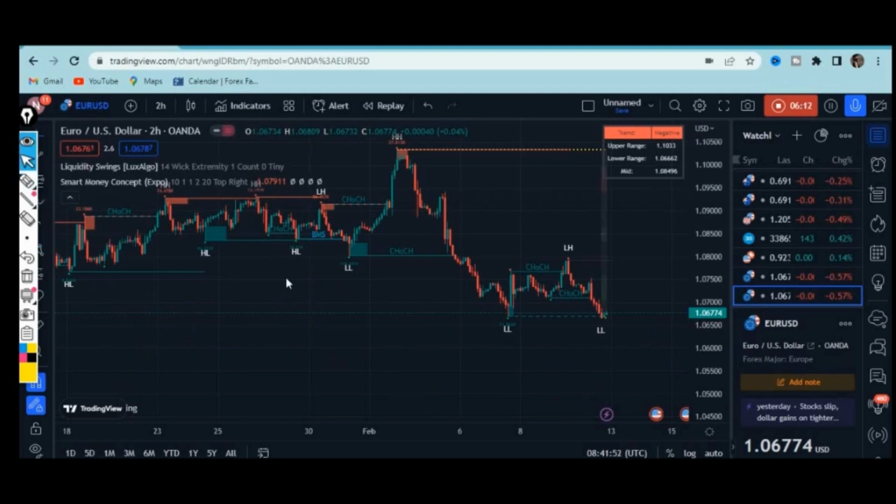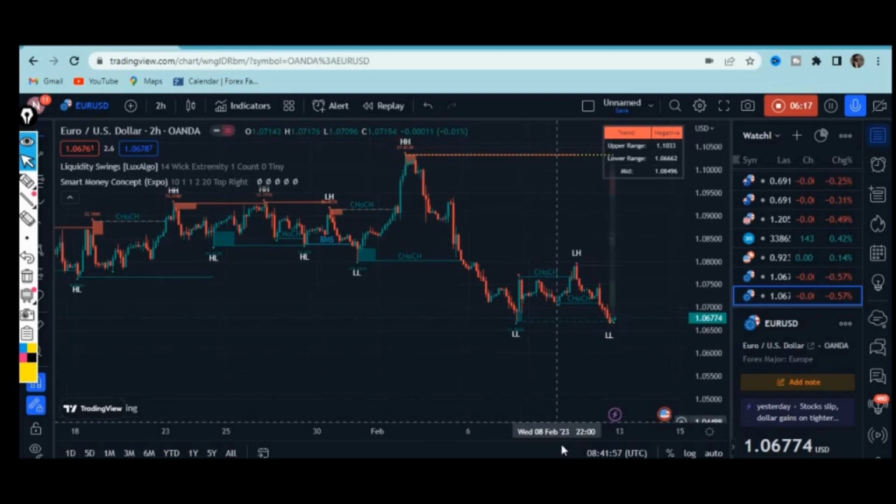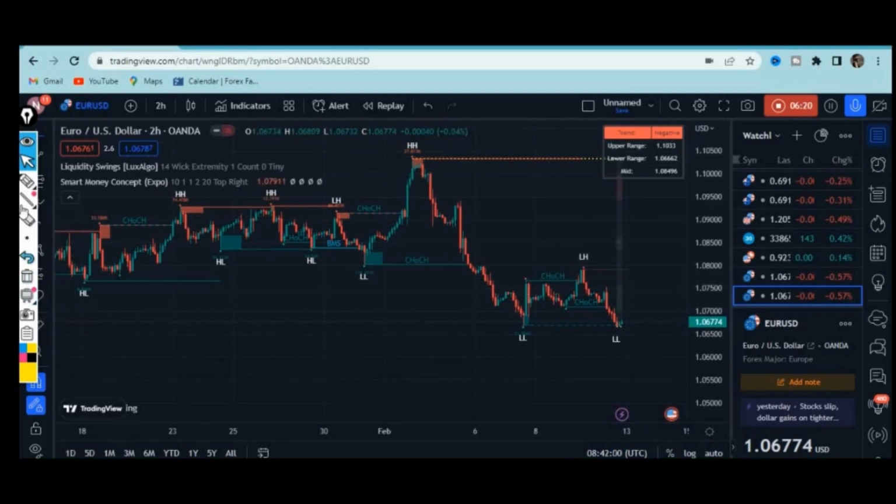And what you're supposed to know about this indicator is that before it forms all these, sometimes it repaints. So that's why I'm trying to describe all this. But what you can really do is consider what happened in the past.